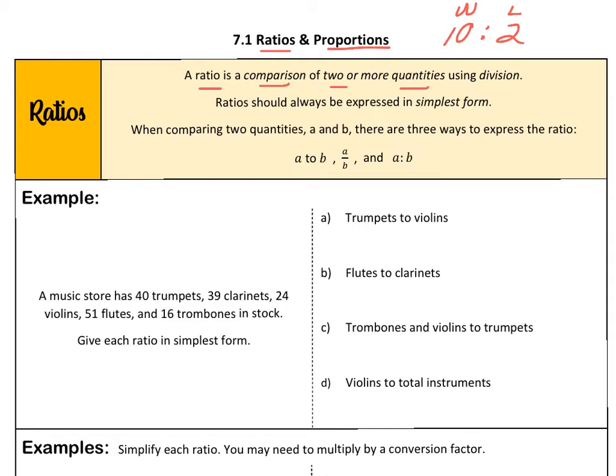All right, ratios should also be expressed in simplest form. So I could actually change this ratio to 5 to 1, which is telling me that for every 5 wins I have 1 loss. The last thing is there's a couple different ways to write it. You can use the colon in between, which I did up here and down here. You can write the word "to" in between if you want to, or you can write it like a fraction. All right, as long as you understand that it's not a fraction, it is a ratio.